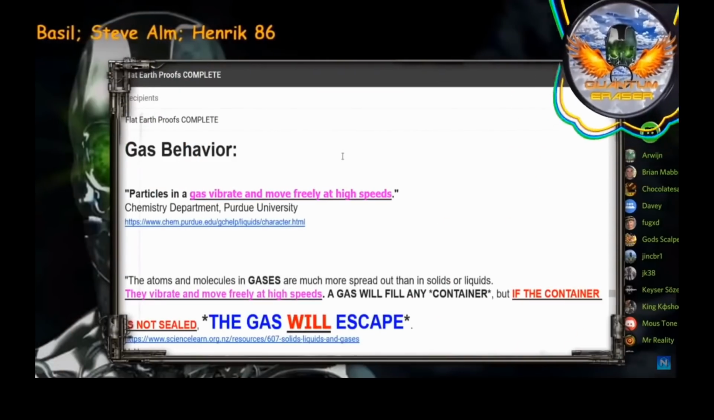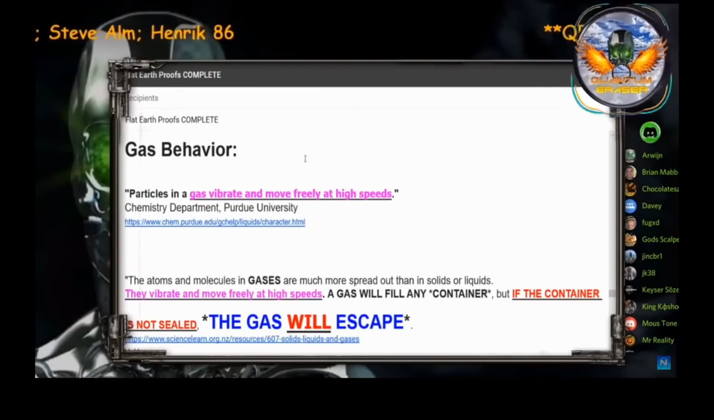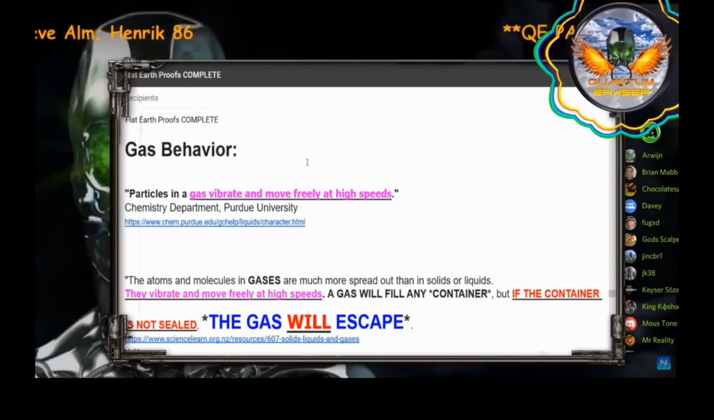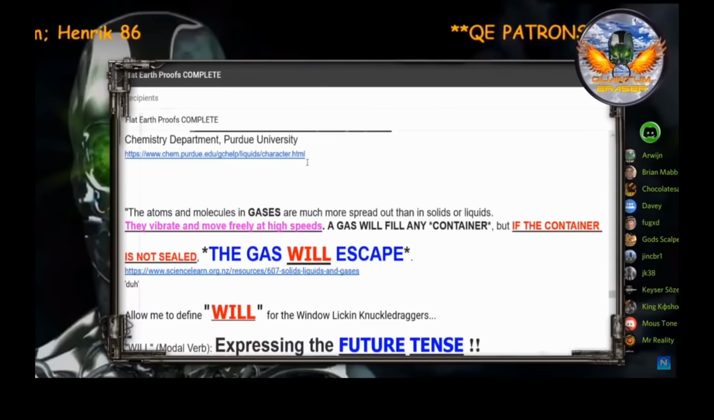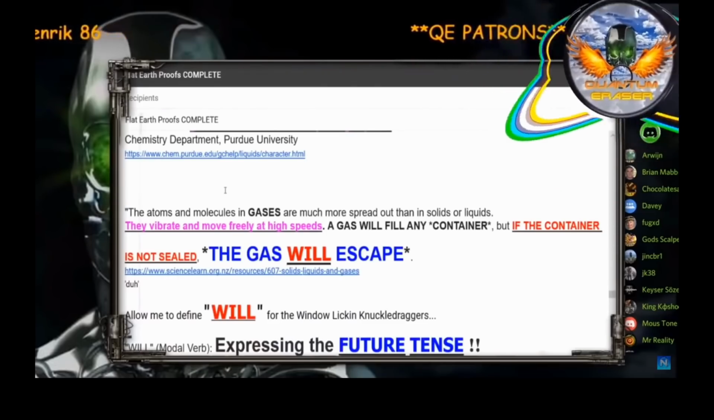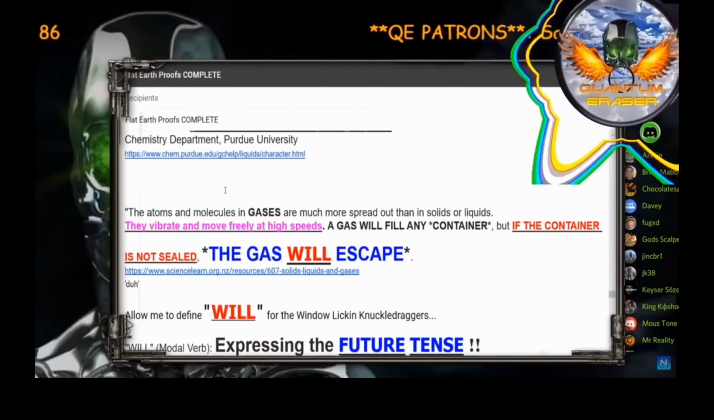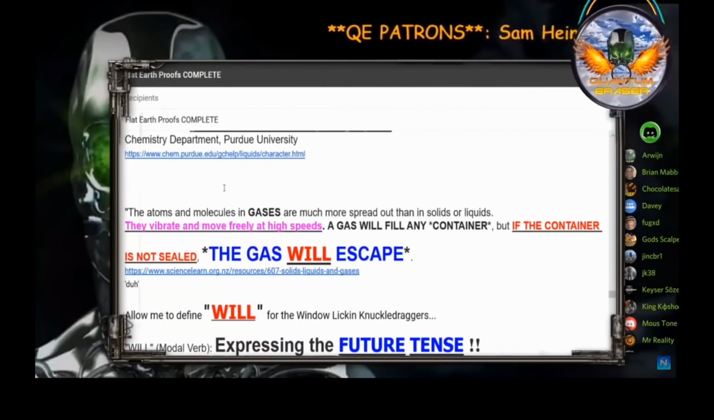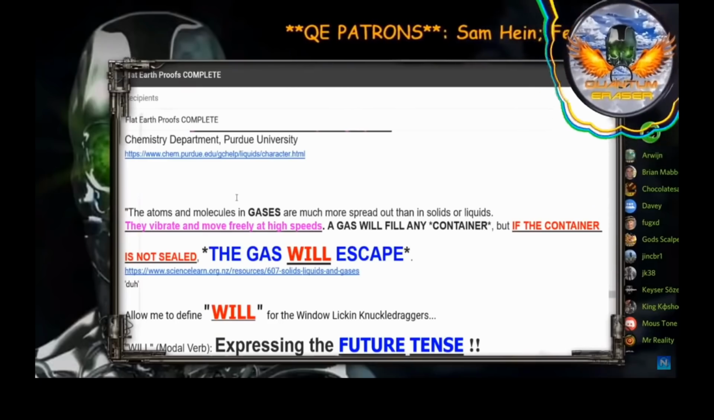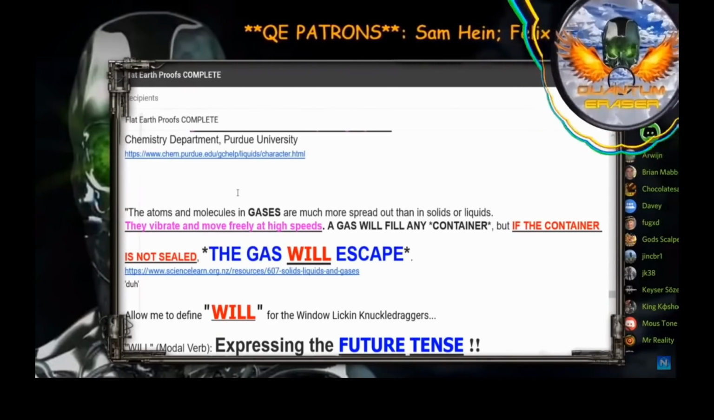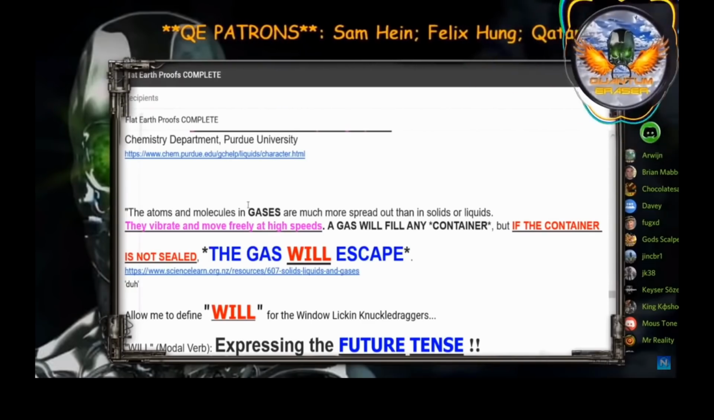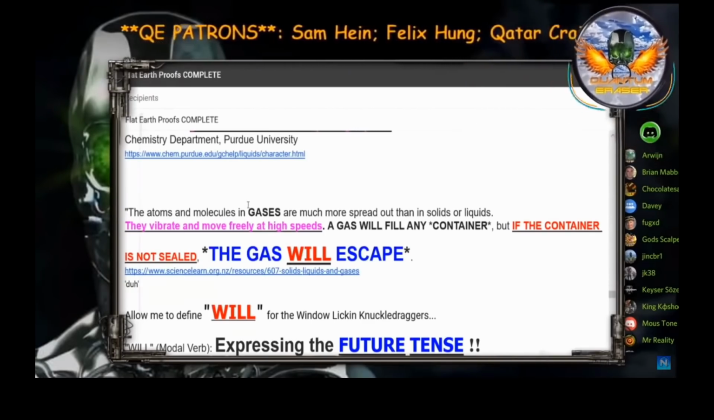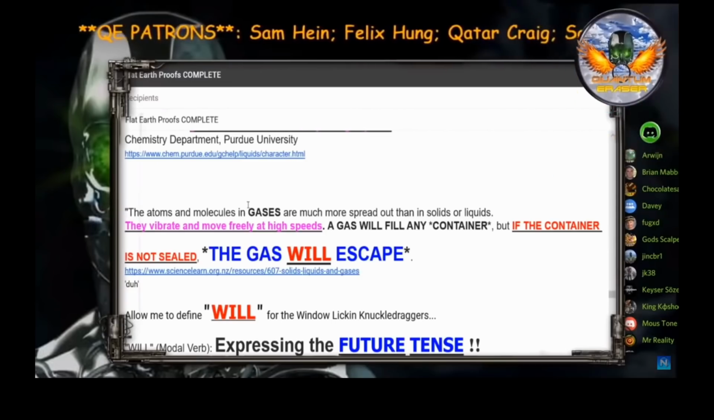From the chemistry department at Purdue University, particles in a gas vibrate and move freely randomly at high speeds. Well, yeah, QE, we know that. You didn't really need a citation, did you? From sciencelearn.org, the atoms and molecules in gases are much more spread out than in solids or liquids. They vibrate and move freely at high speeds. A gas will fill any container, but if the container is not sealed, the gas will escape.